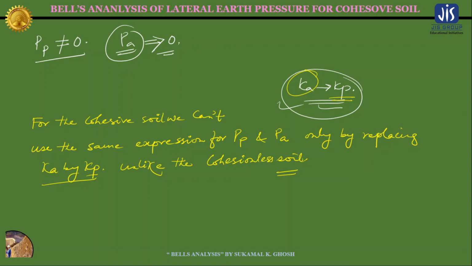But in the case of cohesive soil, you need to derive the expressions for the active earth pressure and the passive earth pressure differently. You just cannot use the same expression for the active earth pressure and the passive earth pressure only by replacing Ka, the coefficient of active earth pressure, with the coefficient of passive earth pressure, okay?